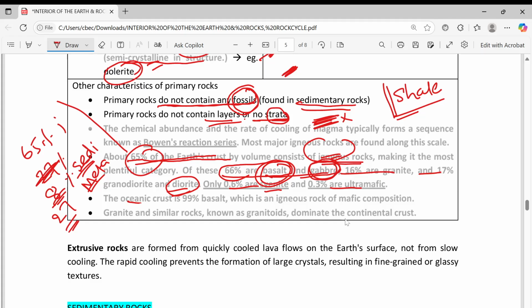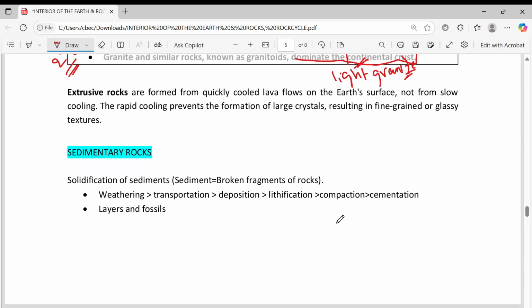Next, you remember oceanic crust is 99% basalt. And granite and such rocks dominate the continental crust. Why? I told you continental crust has lighter material. Granite is lighter. So oceanic crust is basalt. Basalt is denser. That's why magma could come out and form basalt. So what you have to remember?